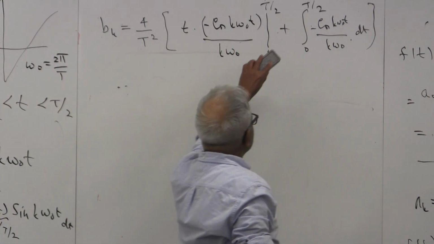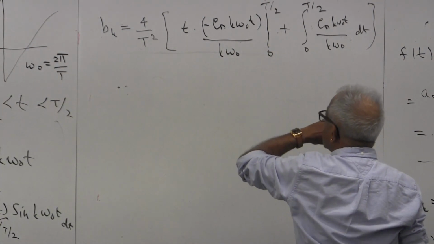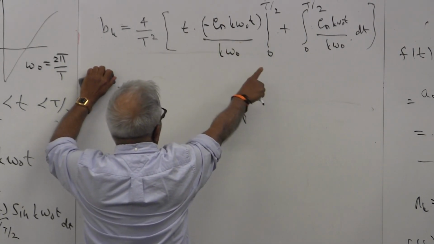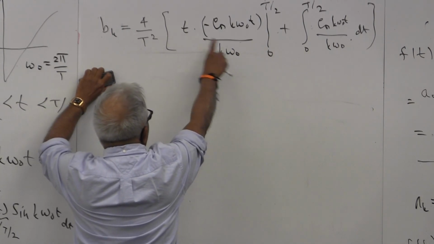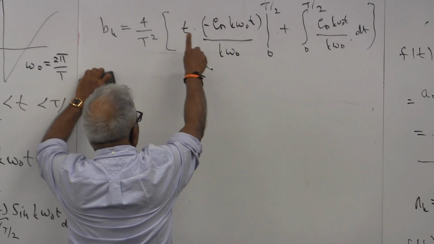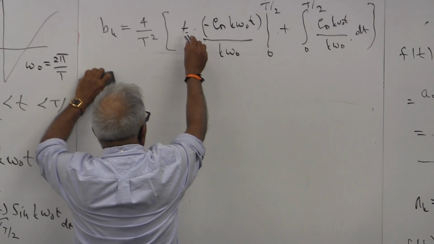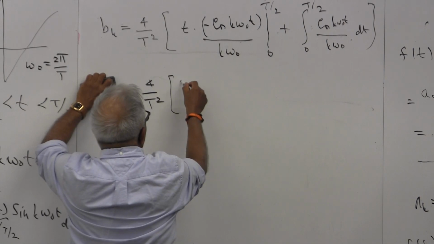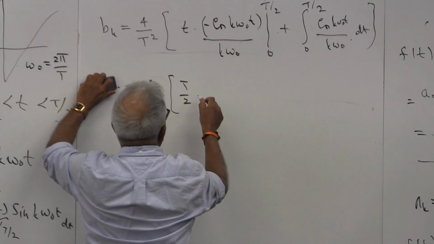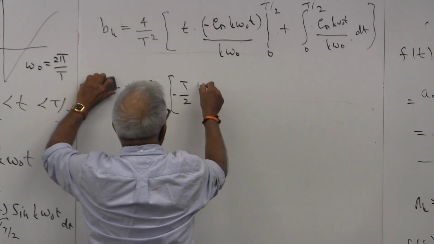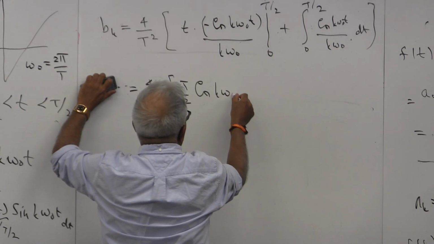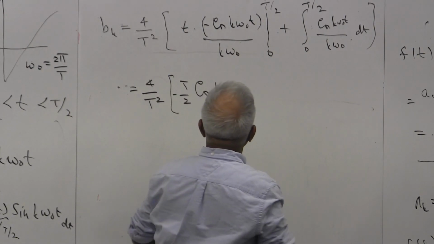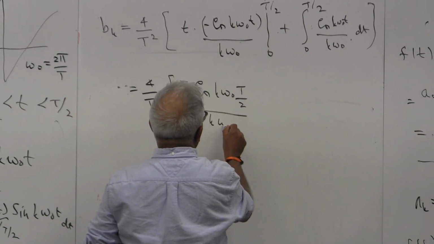Okay, any of this you can make a mistake. So when you substitute, what happens? Top limit minus bottom limit. What's the value of the bottom limit? 0, because of this, luckily, right? So 4 over T squared, T by 2, with the minus sign, minus cos k omega naught T by 2, that's minus 0, so divided by k omega naught.